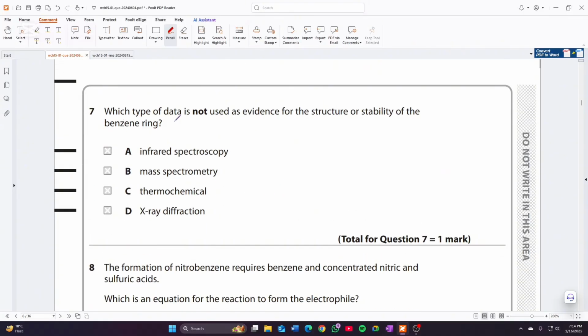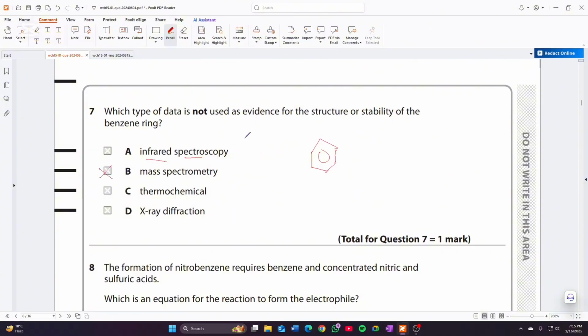For question 7, which type of data is not used as evidence for the structure or stability of the benzene ring? We can differentiate the benzene ring from other structures by infrared spectroscopy, which tells us about the different carbon environments. So this can be used. Mass spectrometry cannot be used.